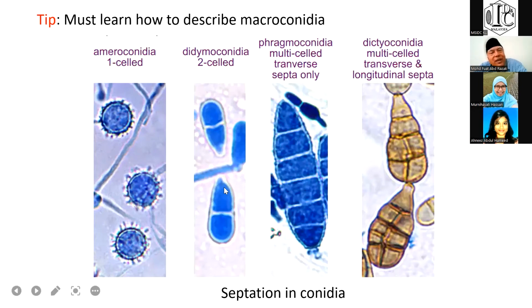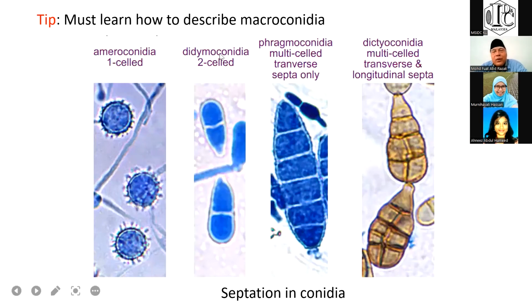Conidia are cells, so it can be a single cell or multi-cell. If you have one septum, you have 2 cells inside the conidia. A conidia without septum is called amerospore, conidia. You will probably read this in the fungal atlas, because fungal atlas always describe conidia, whether micro or macroconidia. There is a section in all mycology atlases describing fungal conidia. If it has 1 septum, so the conidia has 2 cells, this is called didymoconidia.